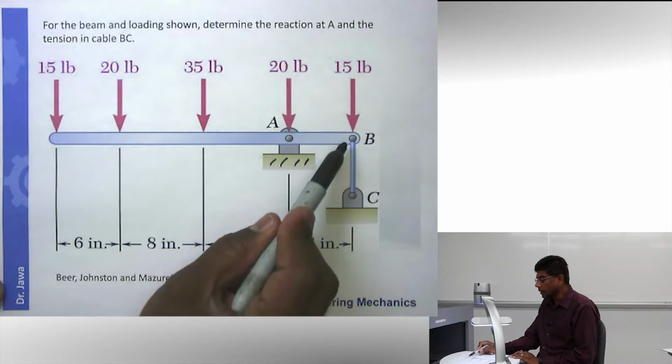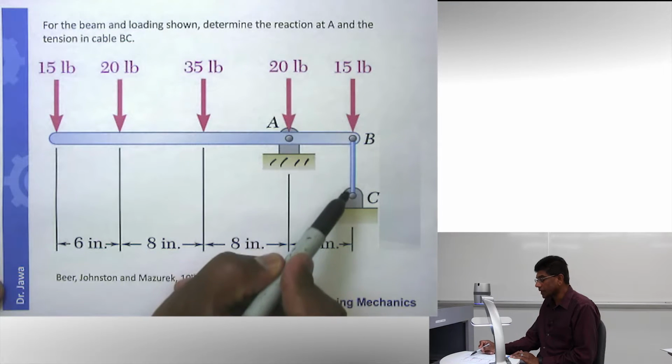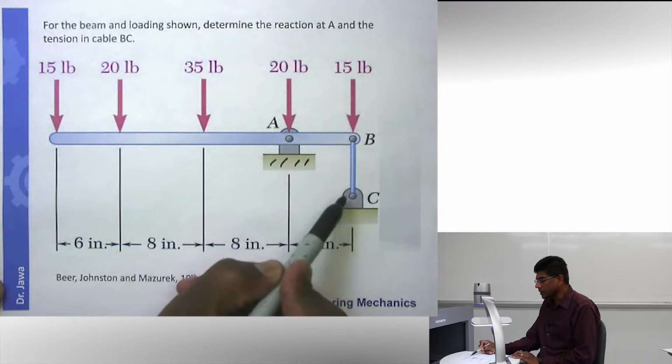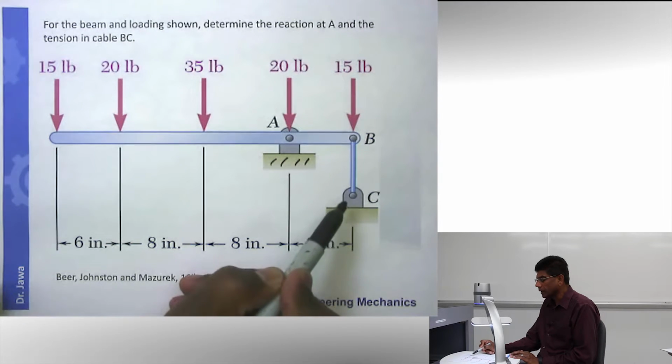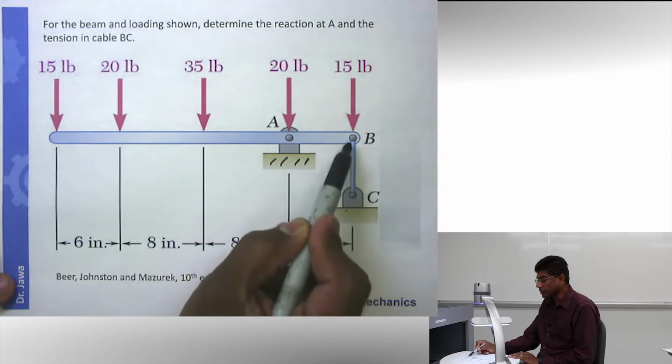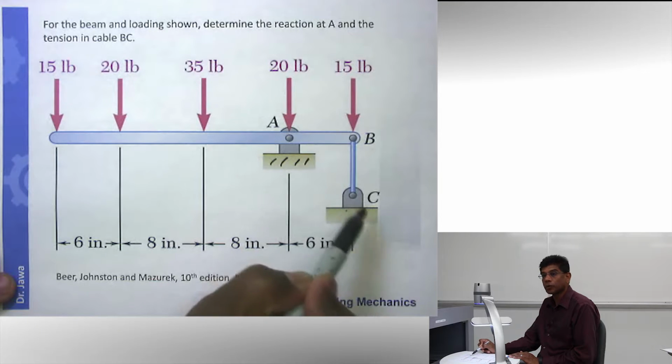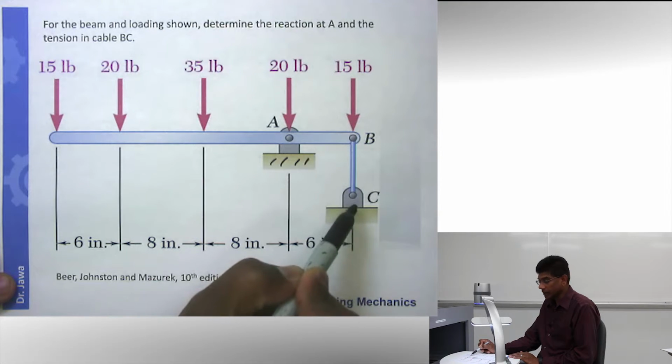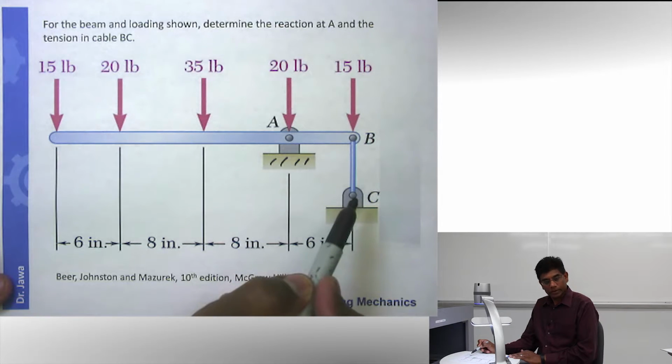And then here, the pin is supported by actually a cable. The cable is tied to something on the ground. Many students confuse this with a pin joint, but basically a cable is tied here. So our interest is only the cable, so we don't even have to worry about the point C. All right? So how do we solve problems like this?